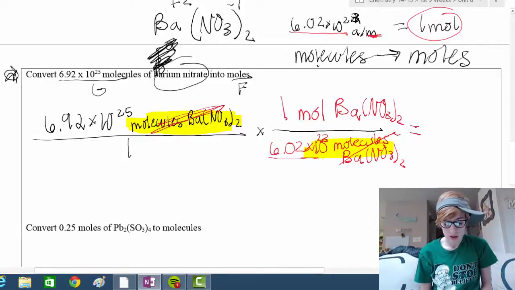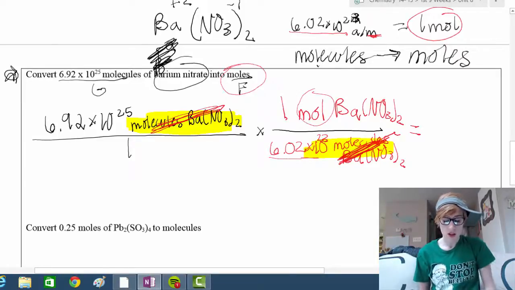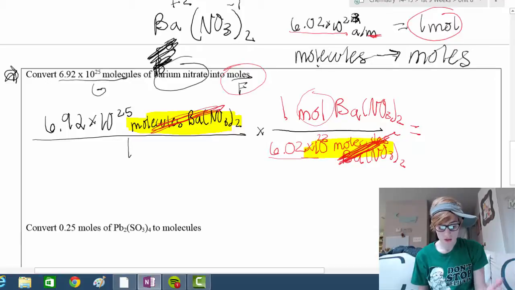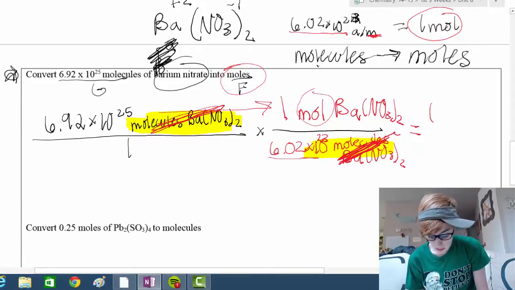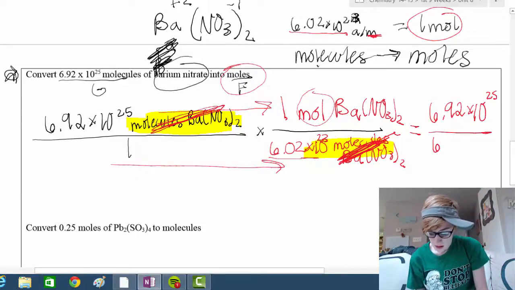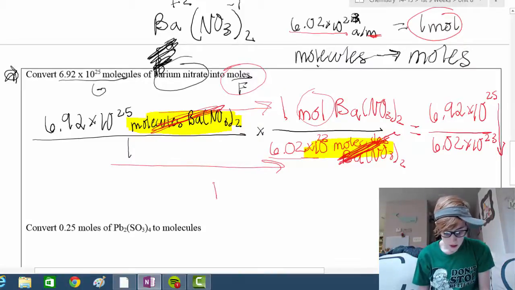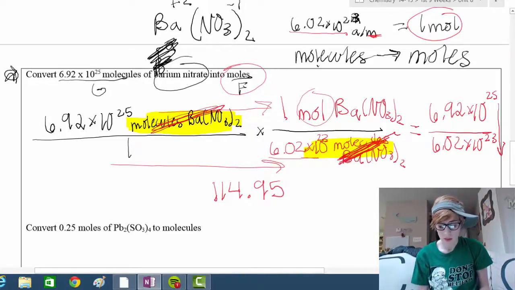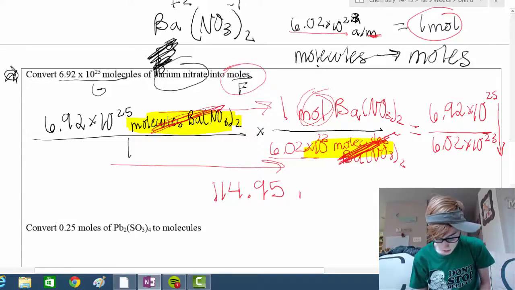Since molecules have canceled out, I'm left with moles, which is what my final unit was in, so I'm good. Now all I have to do is multiply, multiply, and divide. If I multiply this number times 1, I end up with 6.92 times 10 to the 25th. And then 1 times this number is 6.02 times 10 to the 23rd. I get 114.95. Now what's my unit? Well, I'm in moles of barium nitrate, so I put moles.